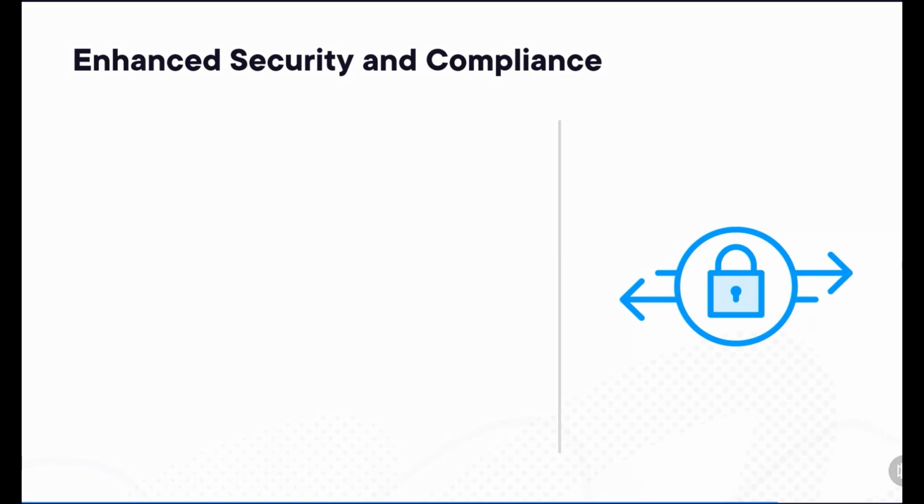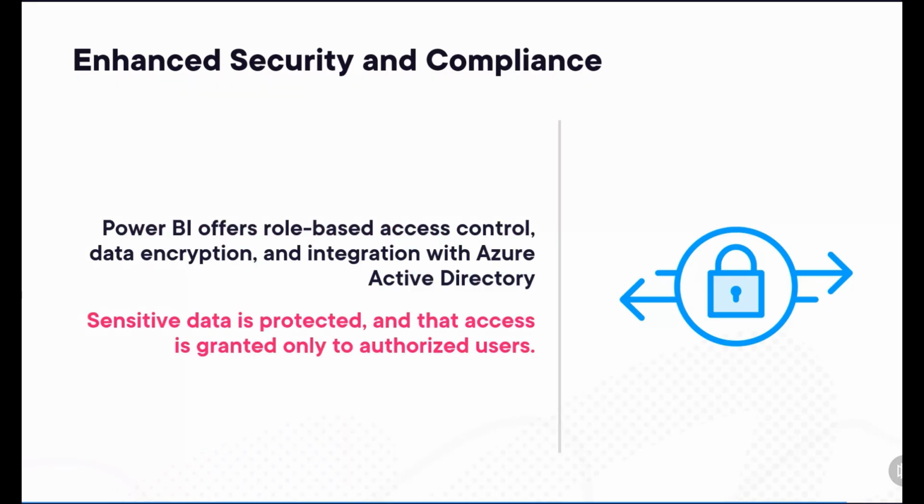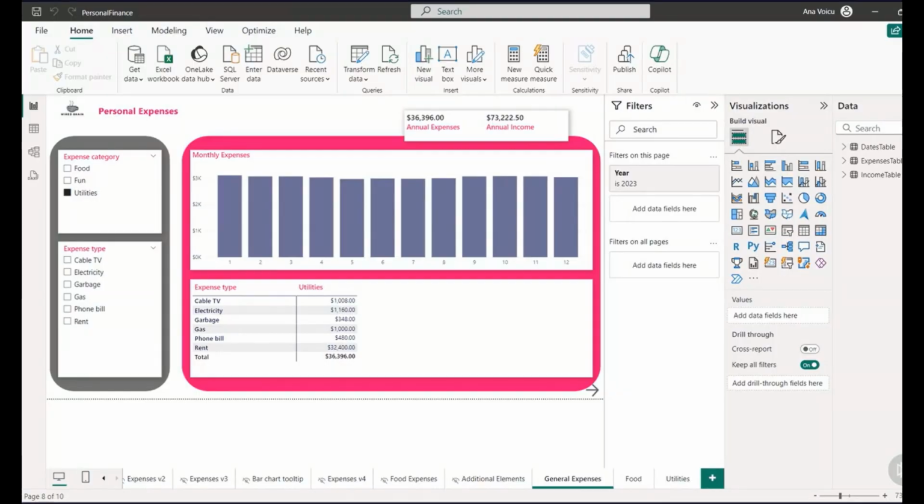Enhanced security and compliance. Power BI offers robust security features, including role-based access control, data encryption, and integration with Azure Active Directory. These features ensure that sensitive data is protected and that access is granted only to authorized users. In summary, publishing and sharing Power BI reports provide significant advantages in terms of collaboration, accessibility, data management, security, and cost efficiency. Publishing your reports to the Power BI service is a straightforward process that allows you to share and collaborate on your reports online.